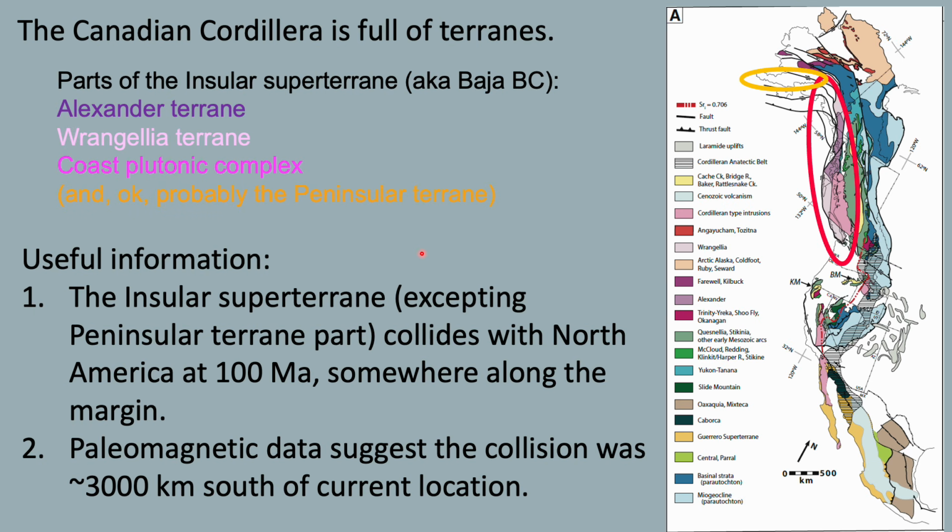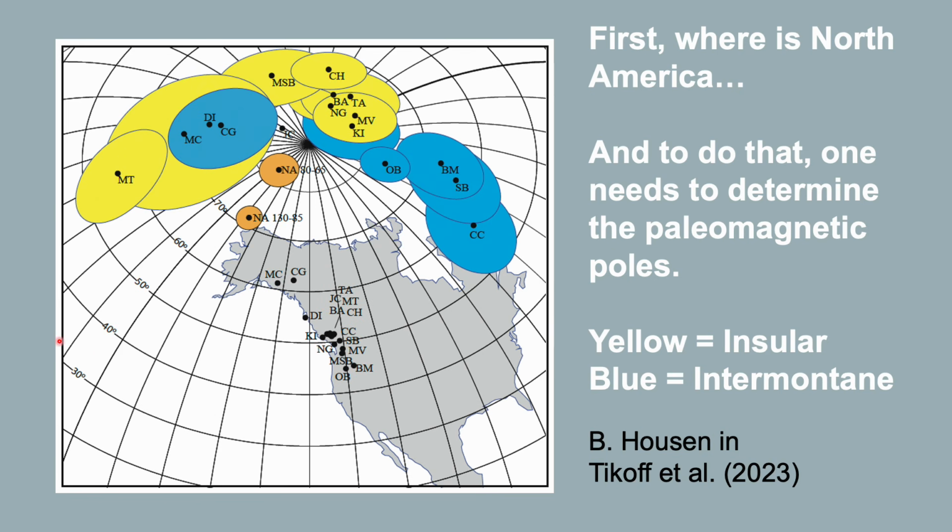So the overall argument is that the insular terrane collides with North America at some latitude at 100 million years. And we know that because of deformation that's occurring on the eastern margin of the insular terrane. We have good paleomagnetic data from much of the Canadian Cordillera, and the insular terrane in particular looks to be 3,000 kilometers south of its current location at that time. So we first have to talk about how that's determined, so the paleomagnetic data.